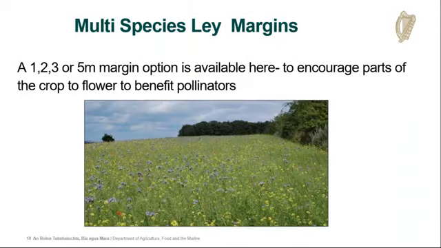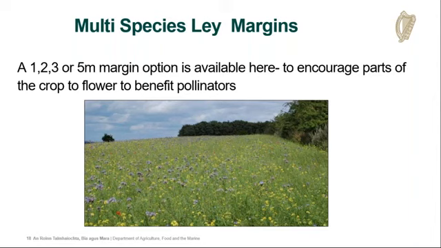And then we're on to the margins part, which is the same as in the low input grassland, except in this instance there's a 5-meter margin option available too. So a farmer can put in a 1 meter, 2 meter, 3 meter or 5-meter margin. Obviously the idea here is to encourage parts of the crop to flower to benefit pollinators. If a farmer's putting in a 1 or 2 meter margin, that might be outside of the crop, just around the boundary and the edge of the field. If he's putting in a 3 meter or 5 meter margin, that will encompass the crop itself, which has the most benefits to pollinators.